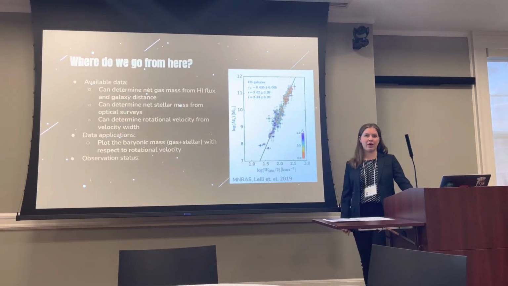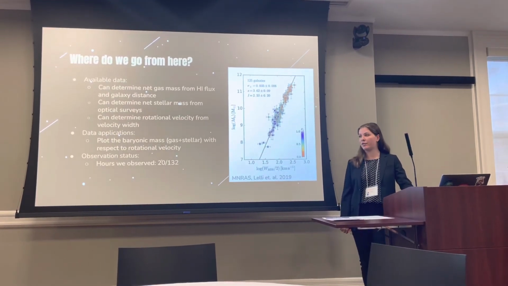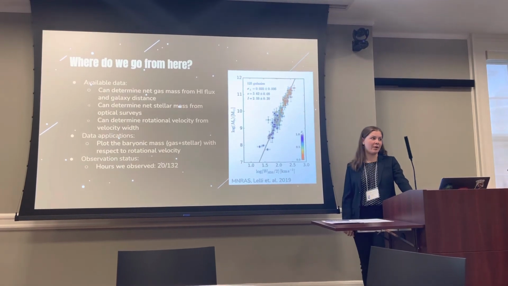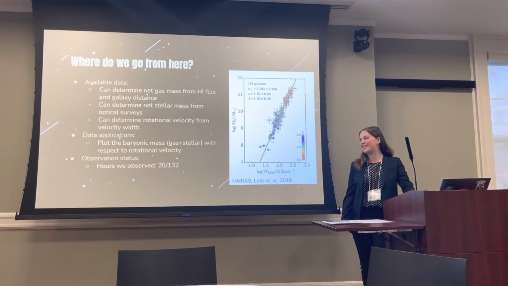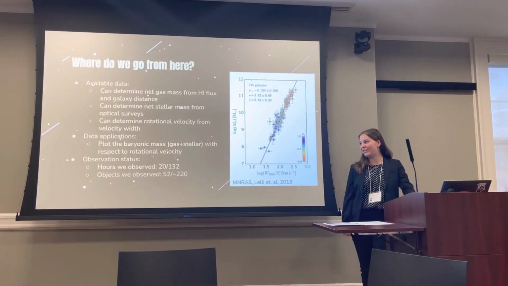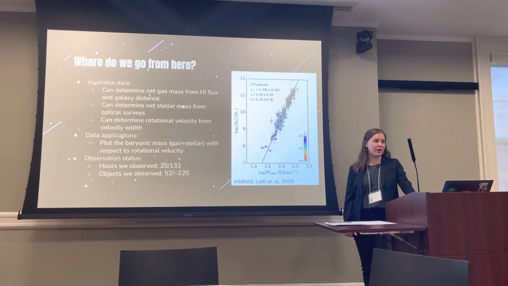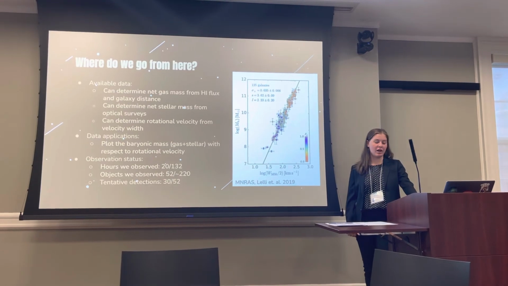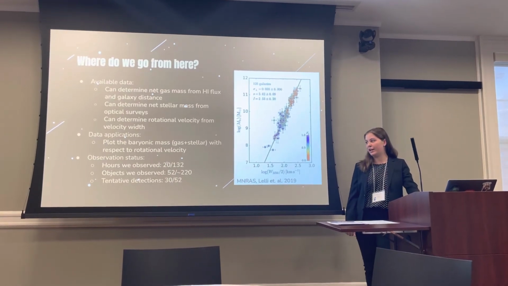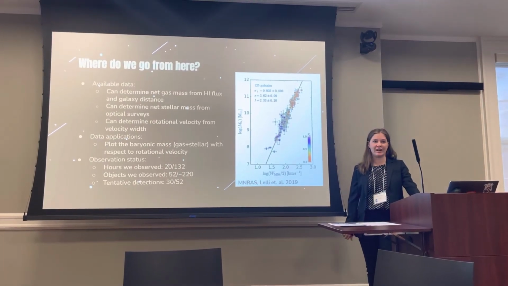And just where we stand right now, we are 20 of our 132 observation hours in, and throughout these hours, we've observed 52 of our 220 galaxies, and of these 52 galaxies, 30 are rough or tentative detections.